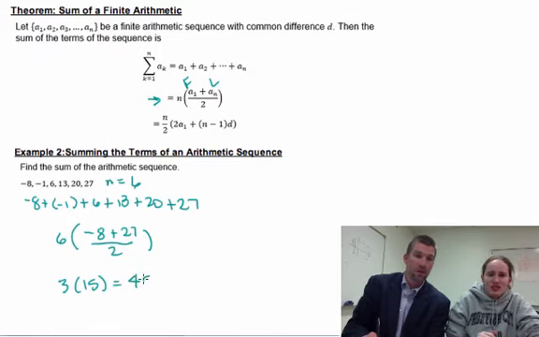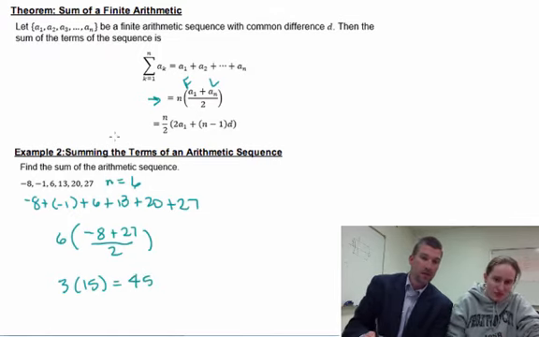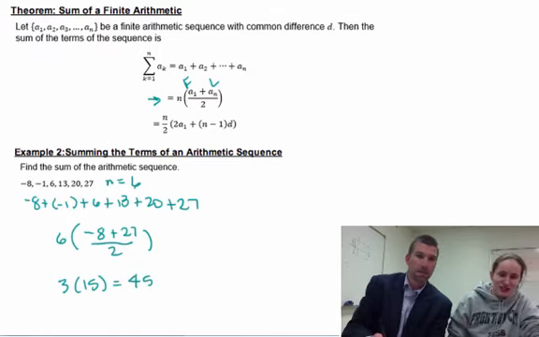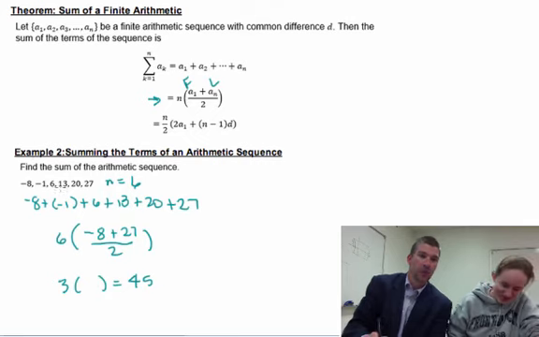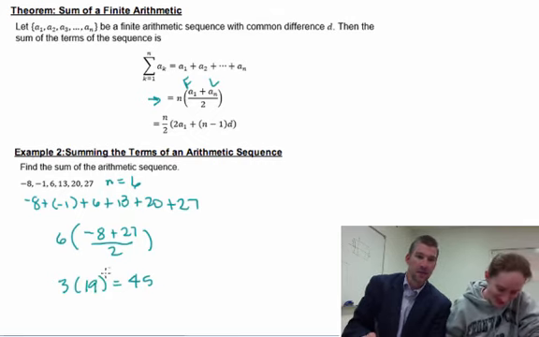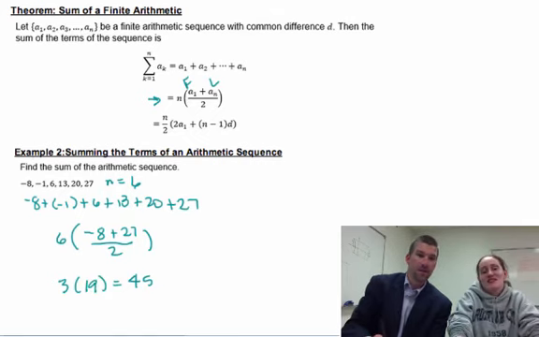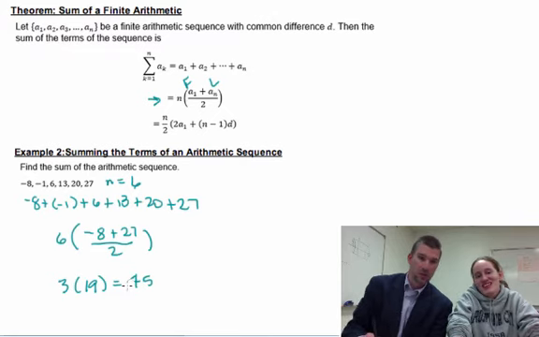I don't think that's 15. 17? Is it 17? I'm thinking 19. Wait, -8 plus 27? Isn't that 19? 19. That's what I said. 3 times 19, which is not 45. 57. This is why you should do this kind of stuff. I mess it up all the time. 57. All right, there you go.